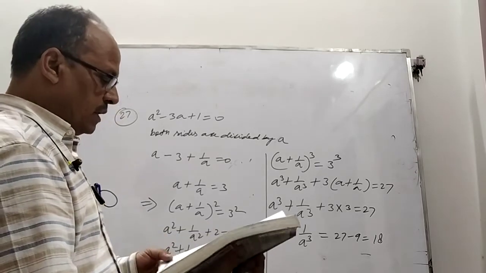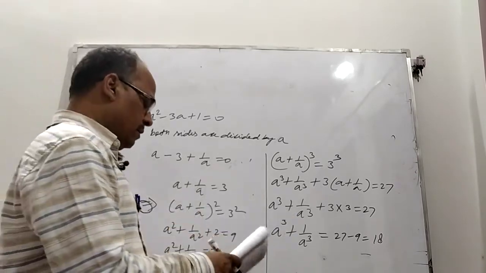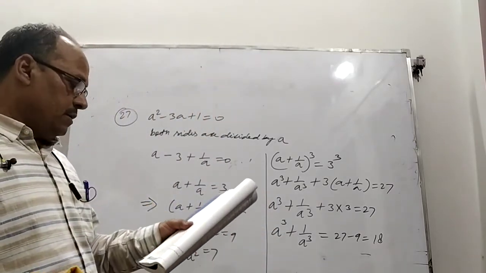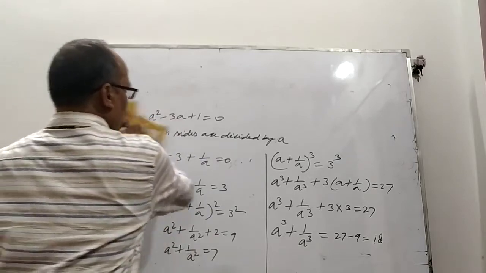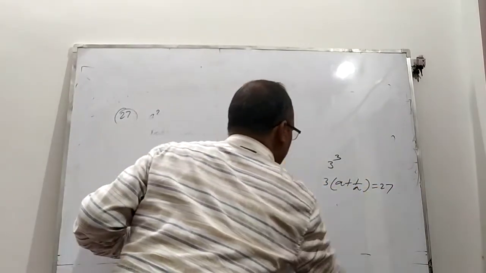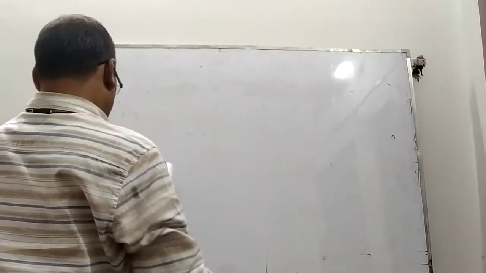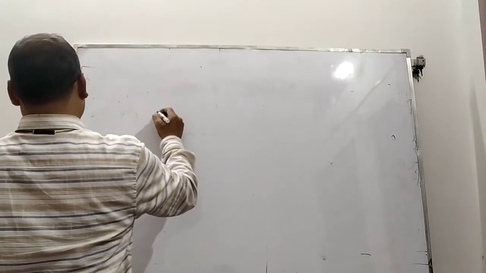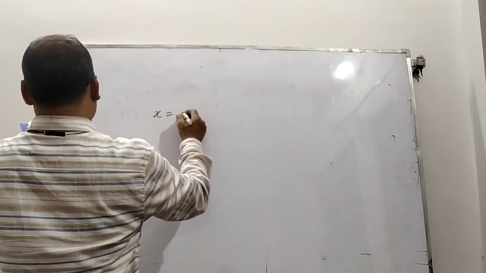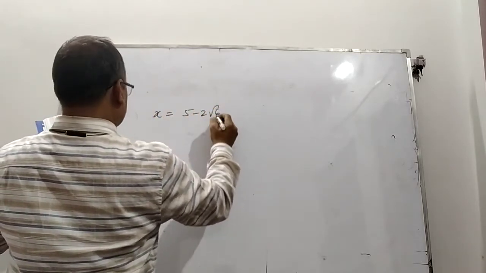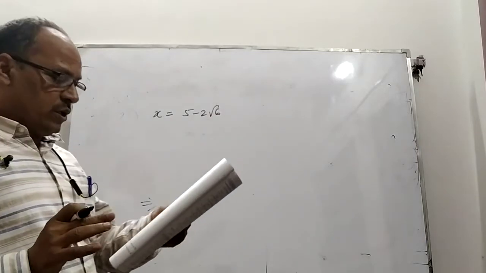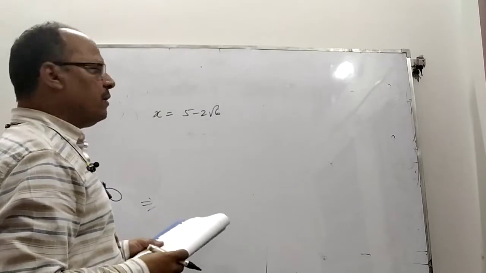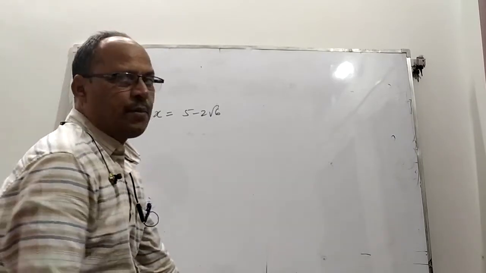Now see question number 30. Not the 30, maybe in your book this is another number. Whatever it is, now see the question. x equal to 5 minus 2 root 6. This is an old book; in the old book, this is given as question number 30. How can you find root x plus 1 upon root x?